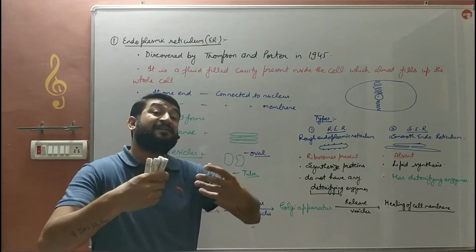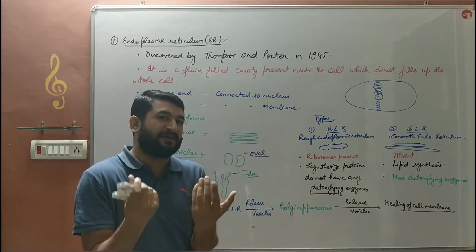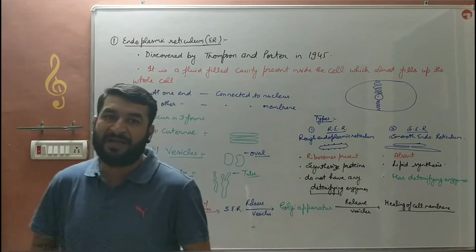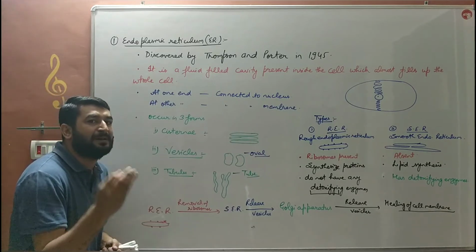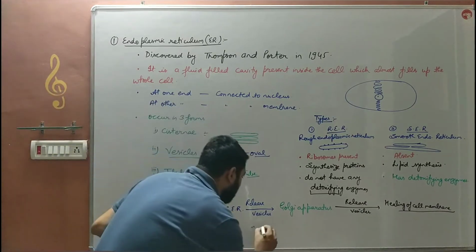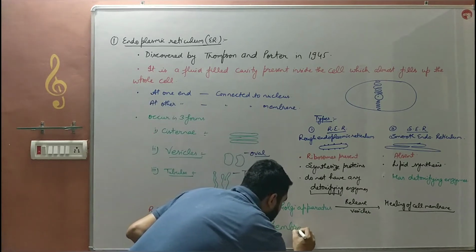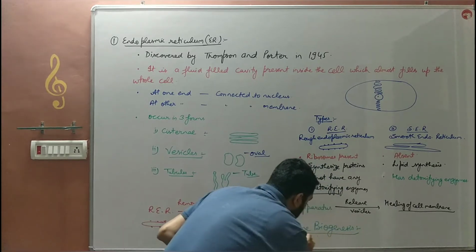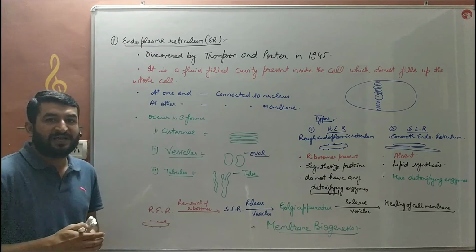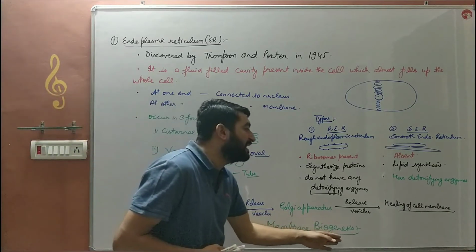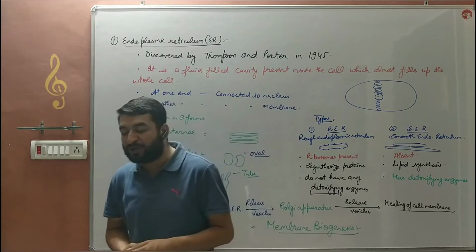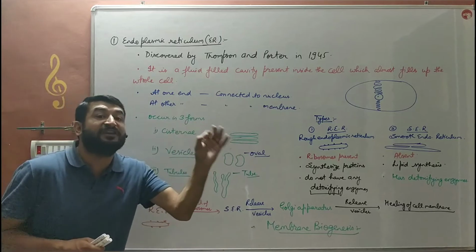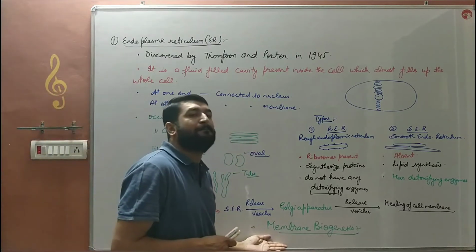The Golgi apparatus again releases its own vesicles, which contain lipids and proteins, and those vesicles will heal or form the cell membrane. This healing or formation of the cell membrane from the lipids is known as membrane biogenesis. A very, very important question: what is membrane biogenesis? The formation or healing of the cell membrane by the release of lipids and proteins by smooth endoplasmic reticulum and rough endoplasmic reticulum respectively is known as membrane biogenesis.